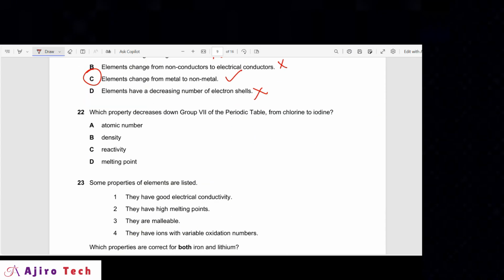For 22, which property decreases down group 7 of the periodic table from chlorine to iodine? Definitely not the atomic number because it's increasing, definitely not density, definitely not the melting point. So it's the reactivity. Okay, because the most reactive one is fluorine. So as we go down the group, reactivity decreases.